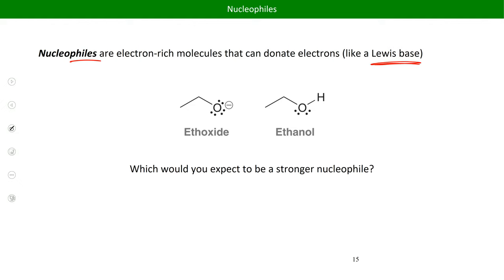Which part of it is going to be the nucleophile part of the molecule? The oxygen in both cases, right? You've got ethoxide, a deprotonated ethanol. So you've got a full negative charge here, but the ethanol still has a partial negative. And Zeke, you started answering the question that's actually written before I called an audible. Sorry. No, it's perfect. You were saying ethoxide, you would expect to be a stronger nucleophile, right? Because it's got a full negative charge, not just a partial negative charge.